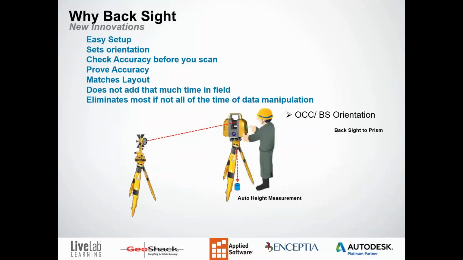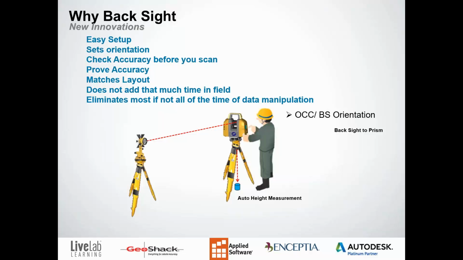So why are we promoting the backsite feature on this unit? Well, the reason is that it's very easy. No longer do we have to paste targets all over an object or all over buildings. Most BIM job sites and a lot of survey job sites that we run into have project control. They have control points around. So we're able to put this unit directly over a control point and backsite to a prism just like we would a total station. It does two things. One, it sets the orientation for us, and two, we are able to check the distance between control points and check the accuracy of them before we scan.